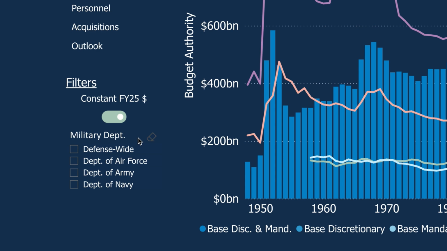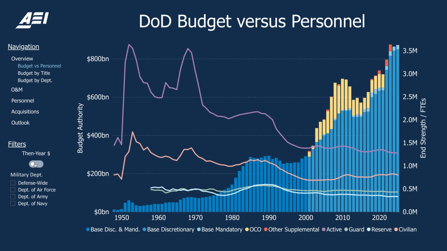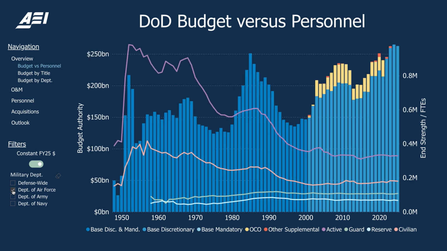And the filters section below that, you can filter the data between then-year dollars, which is not adjusted for inflation, and constant FY25 dollars, which is adjusted for inflation. You can also filter the data by military department if you just want to see the data for only one department.